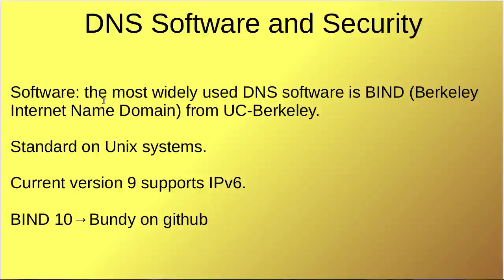So the most widely used DNS software is Bind, or the Berkeley Internet Name Domain, which comes from the University of California, Berkeley. This is pretty much standard on most Unix systems. The current version, version 9, supports IPv6, and so does version 10. Version 10 of Bind is available on GitHub, so you can get the source code. It's just called Bundy.